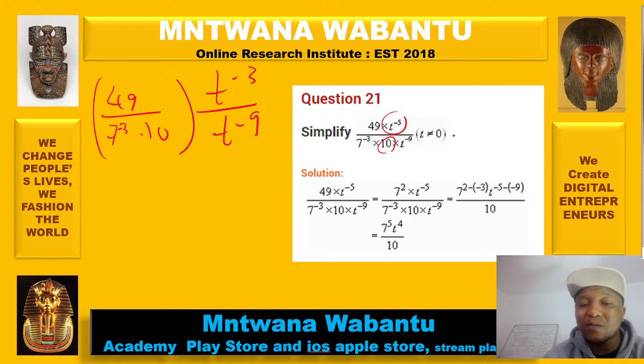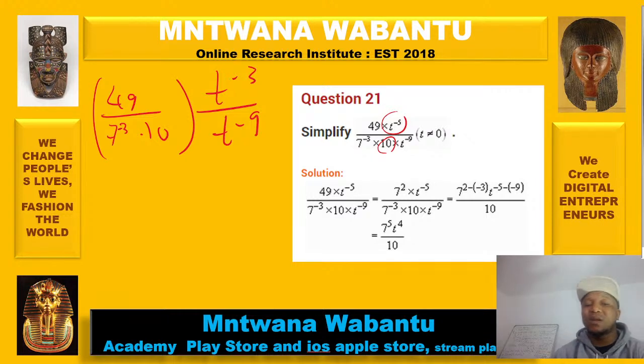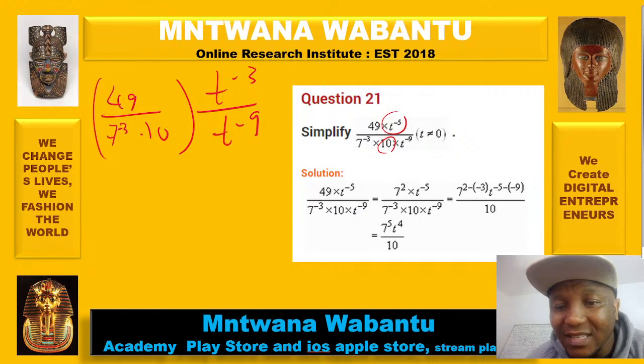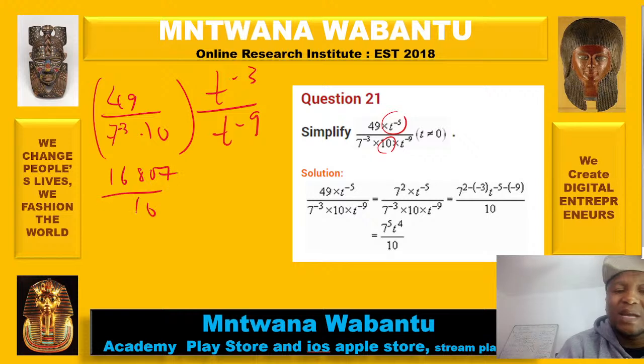And power, negative 3. Then move to the right and times 10. And then you get equal to that one. If you want, you can put your decimal, but I suggest leaving it the way it is. 1687 over 10.